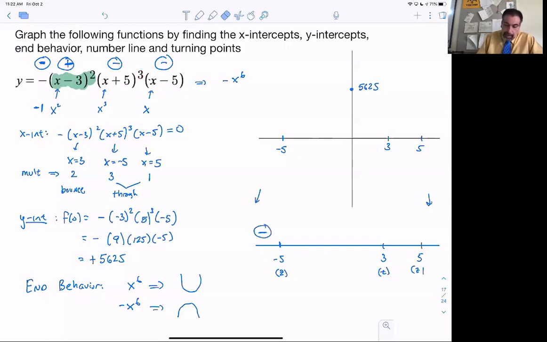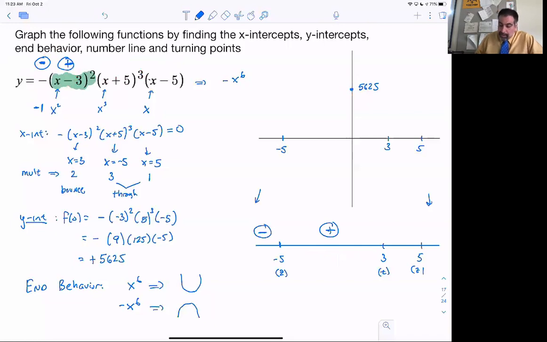Okay, so now we're going to do it again. Keep in mind, the first two factors are always going to be negative and positive. Now I'm going to try the next two factors again, but this time I'm going to plug in a value between negative 5 and 3. And to be honest, we're going to cheat a little bit. We found the y-intercept. We already know that when we plug in 0, we get out a positive value. So we know that middle region is positive.